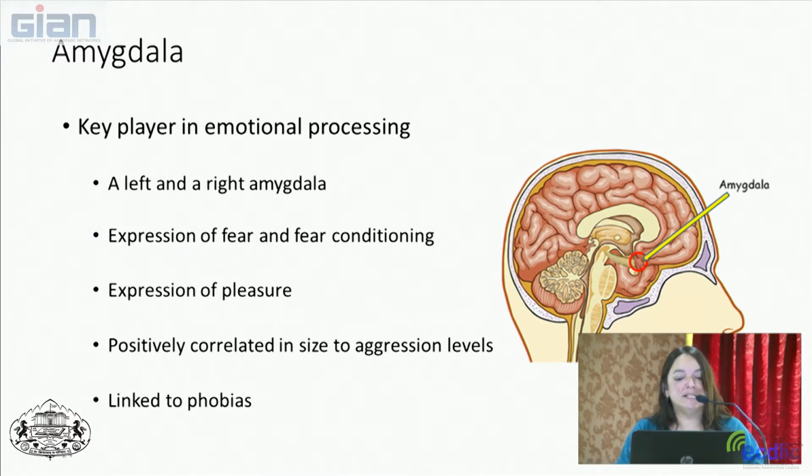It's also linked to phobias, and it's one of the primary regions of the brain. So the cerebral cortex area is more of a higher developed area, whereas the midbrain has a lot of our primal functions, and the amygdala is one such area with emotions and telling us when we need to be afraid, associating different things with fear and keeping us on our toes, so to speak.